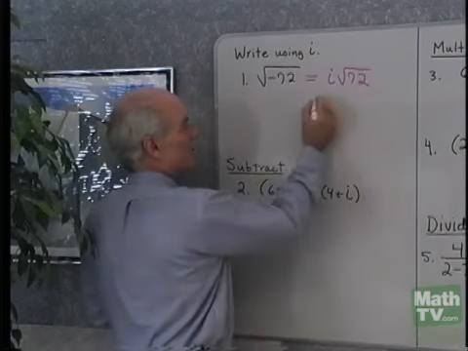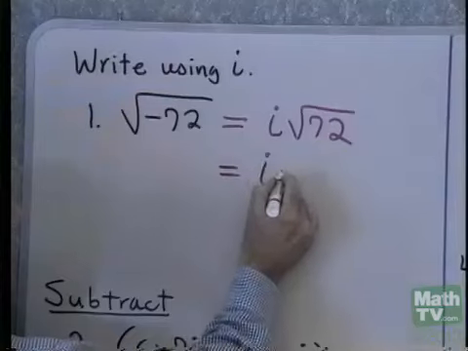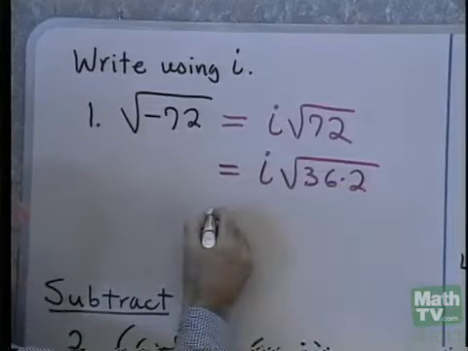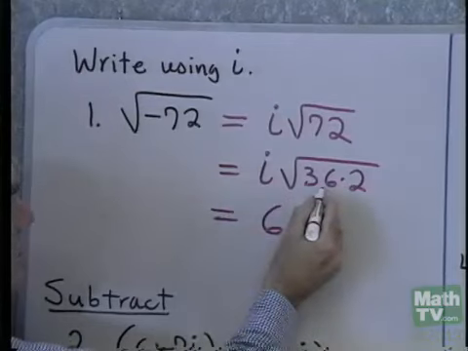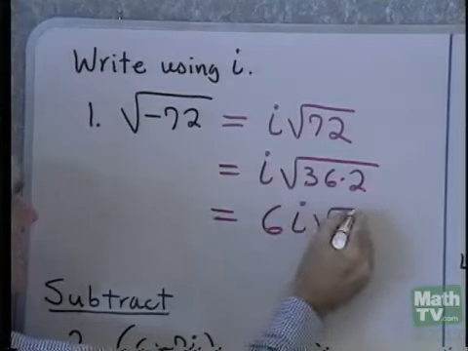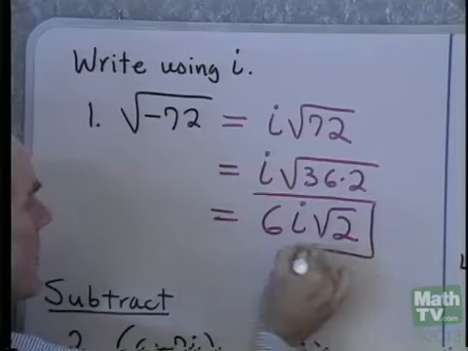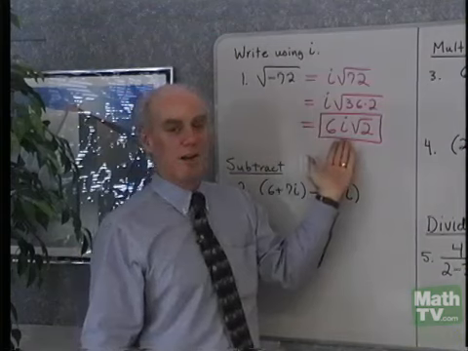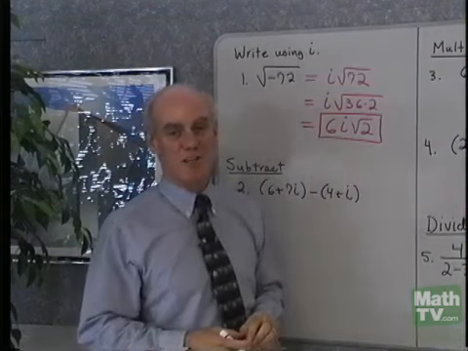Now I'm going to simplify the square root of 72. This will be the square root of 36 times 2. So I end up with 6, that's the square root of 36, i square root of 2. So this is how I take square roots of negative numbers and rewrite them using this complex number i.